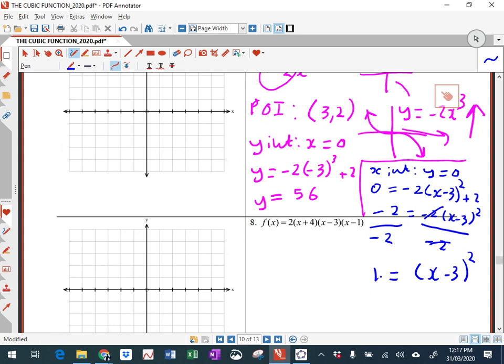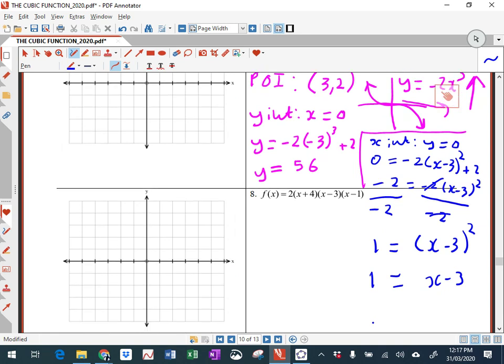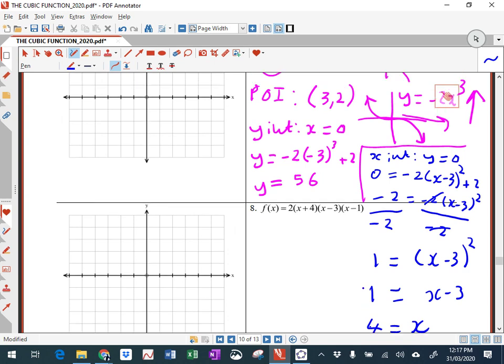Now, what am I going to do after that? I'm going to square root both sides. So I'm going to get 1 is equal to x minus 3. Yep. And then I'm going to get x equals 4. Okay. Now, I could have square rooted both sides there, but that would give me a false point. That's interesting, isn't it? So let's have a look.